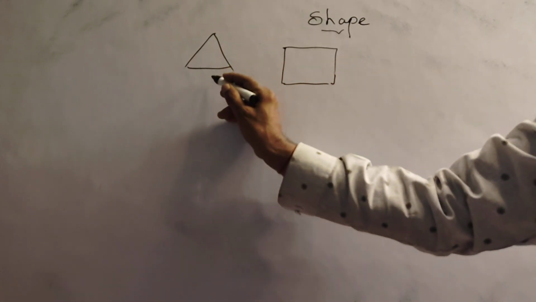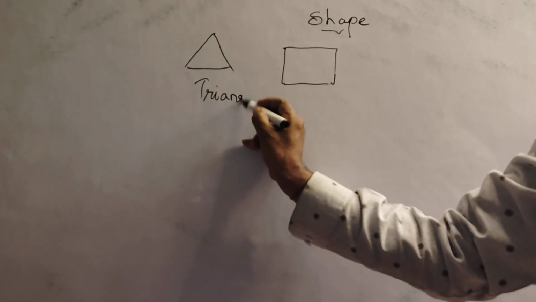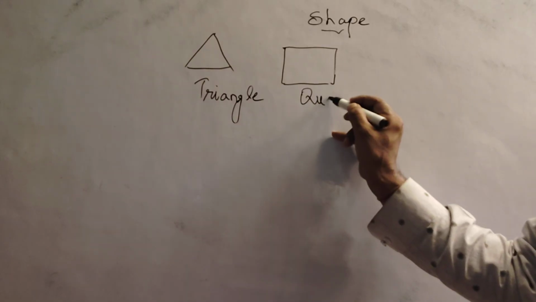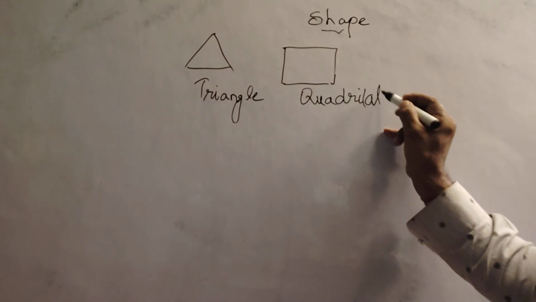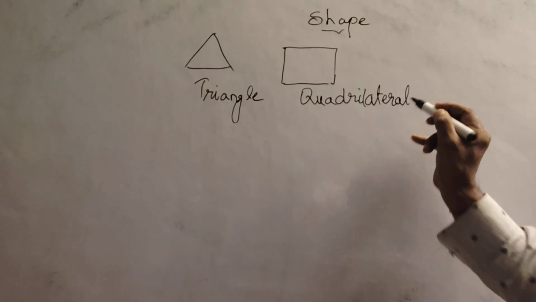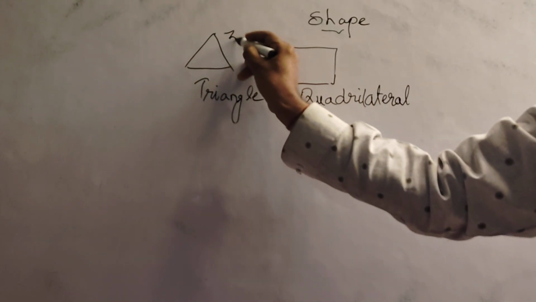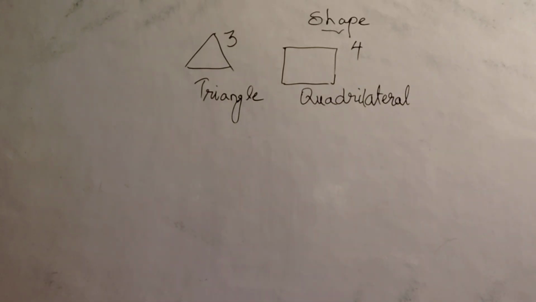So this is the first shape. It is a triangle, three sides, and the second one is a quadrilateral, or four sides, or rectangle. So do you know how many sides? Three. And here is four sides.